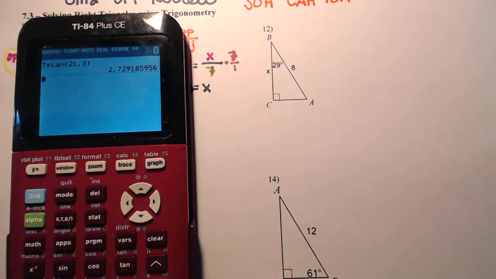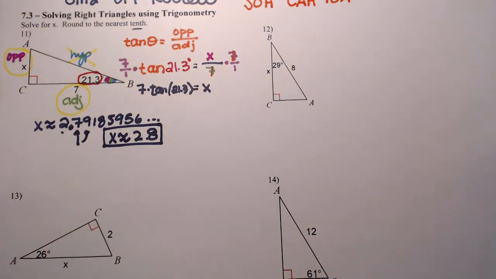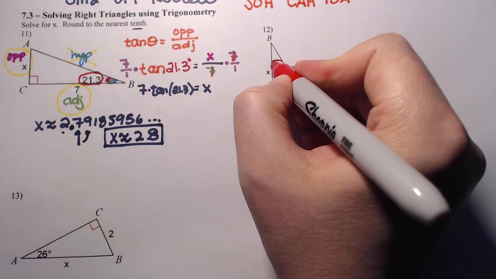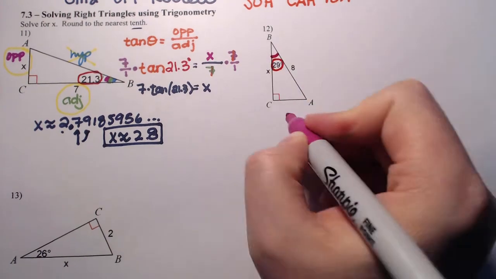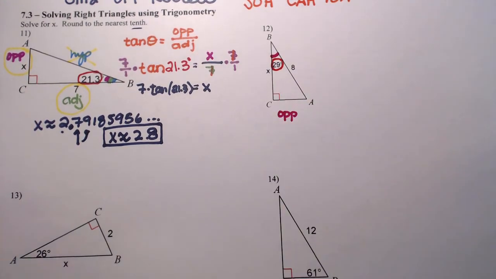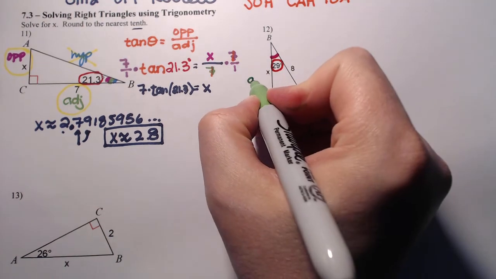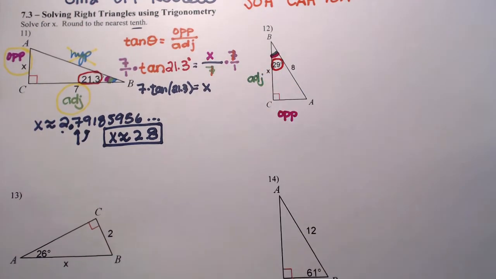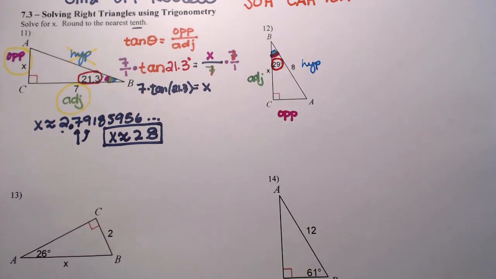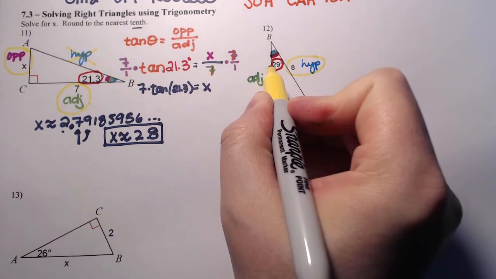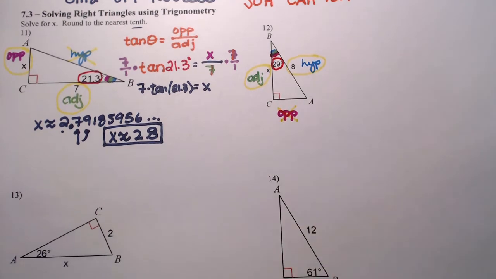Okay, on this one, we're going to do the same thing. So we're going to find the angle that we have information on, which in this case is that 29. And I'm going to say, okay, looking at that angle, this is the opposite side. This is the adjacent side. And this is the hypotenuse. So we have the hypotenuse. We're finding the adjacent. I don't care about opposite.